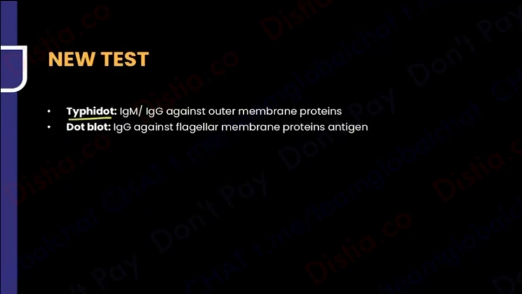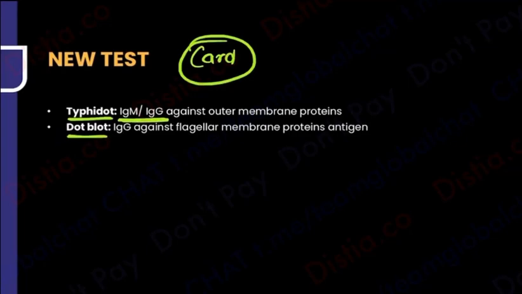So now we have new tests called typhi-dot and dot-blot. These are basically card-based tests which can help you in knowing the antibodies. So nowadays what we are doing is going to be the typhi-dot. So now what are you done? You are done with the blood culture.